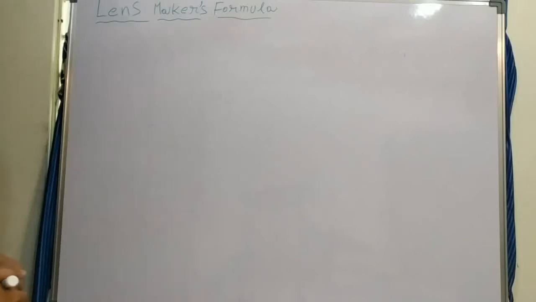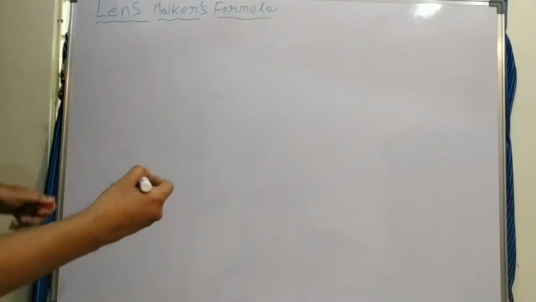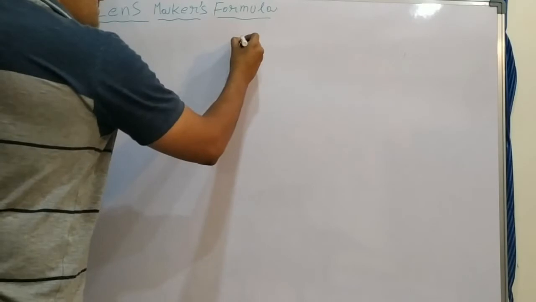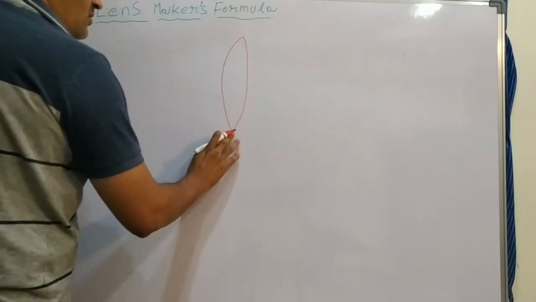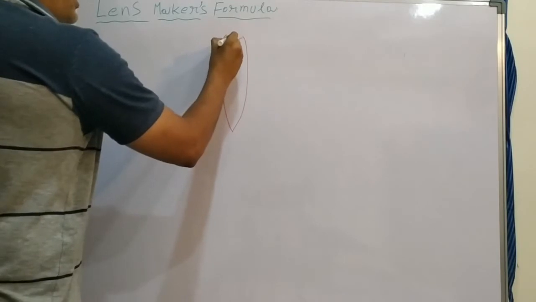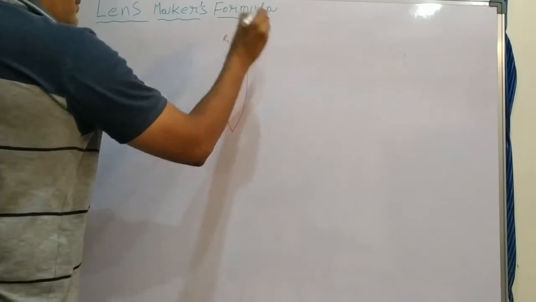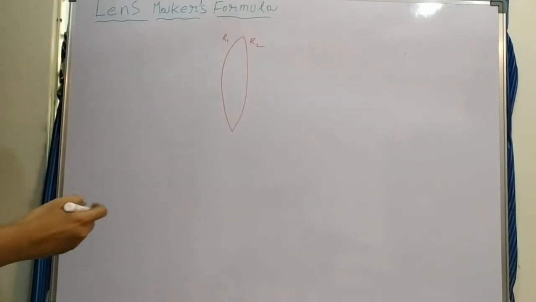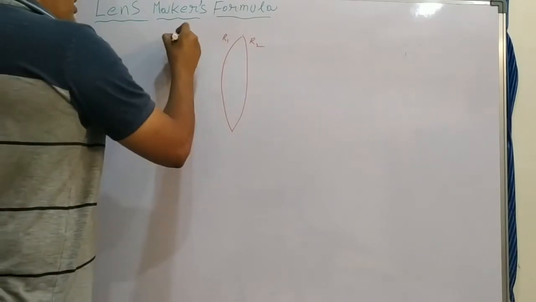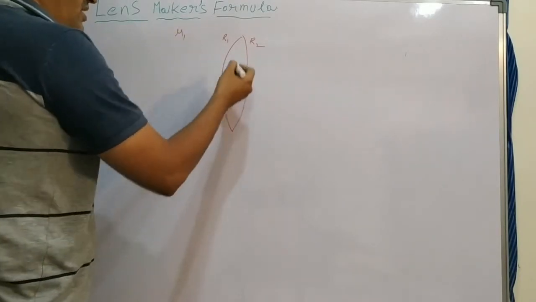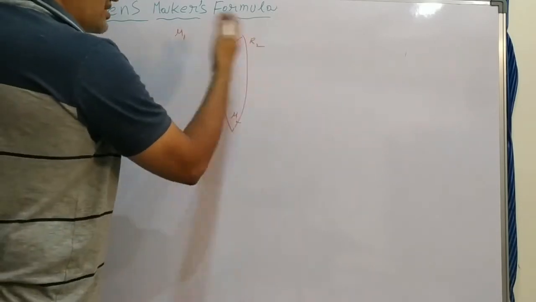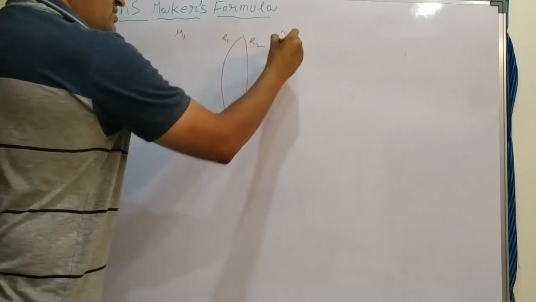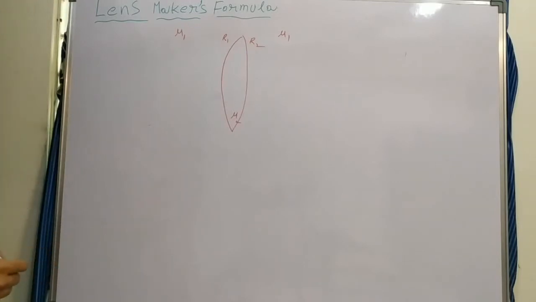Now let's see about the lens maker's formula. Suppose you take a thin lens with one side radius of curvature R1 and the other side radius of curvature R2. We place this lens in a medium of refractive index mu1, and the lens refractive index is mu2. Again it comes into the same medium, so the refractive index is mu1.